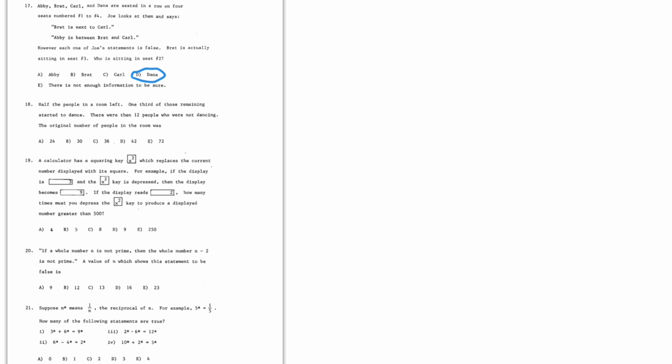Number 18. Half the people in the room laughed. 1/3 of those remaining started to dance. There were then 12 people who were not dancing. What was the original number of people in the room? Let the original number of people in the room be x. So half the people in the room left. In other words, half the people are still remaining. And then 1/3 of those remaining started to dance.